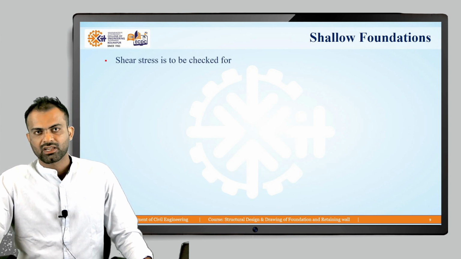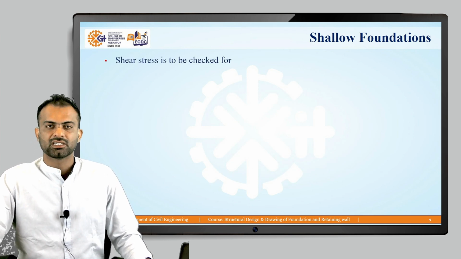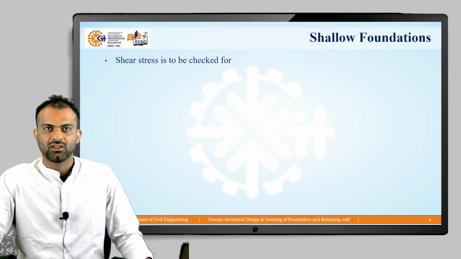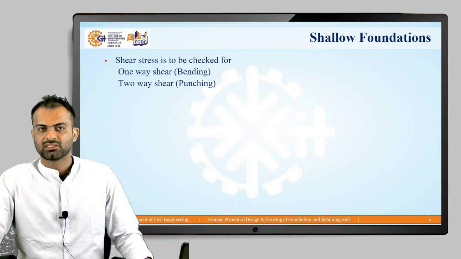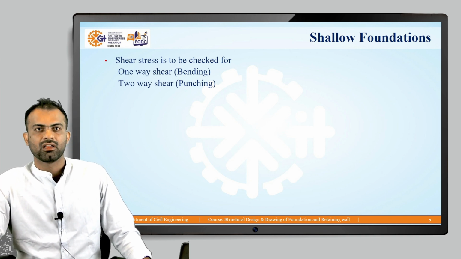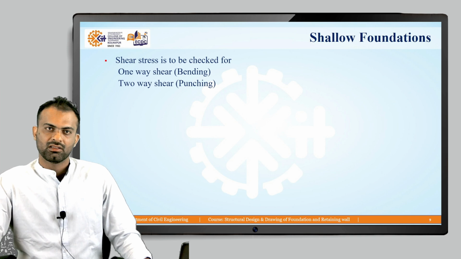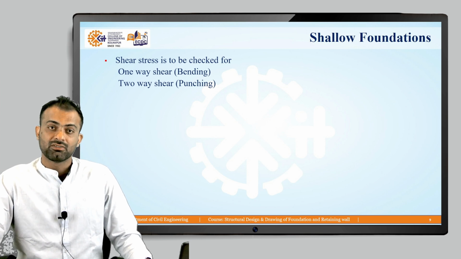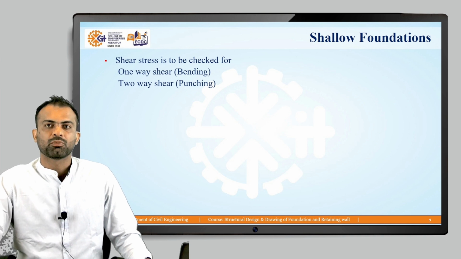So if you look at the next conditions, there are checks we need to do after the design of the foundation. We need to check for shear. There are two types of shear. One is one-way shear, which we can call bending shear. The other is two-way shear, which we can call punching shear. That means the column can punch into the foundation. Punching shear is very crucial for selecting the depth of the foundation, and the one-way shear is very crucial to select the longitudinal reinforcement at the cantilever portion of the combined foundation.